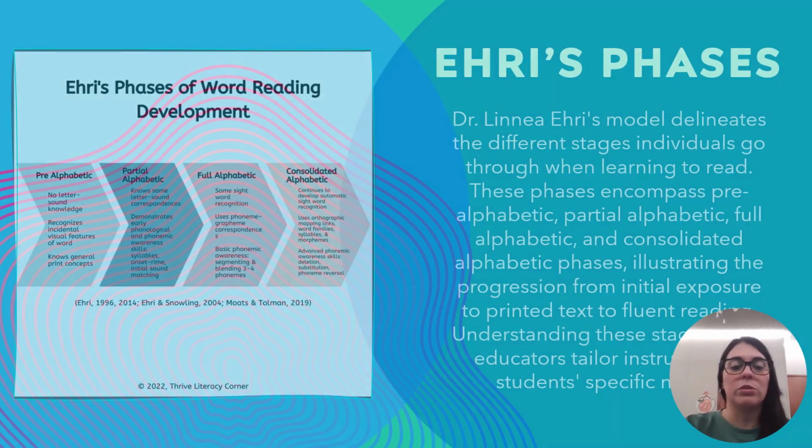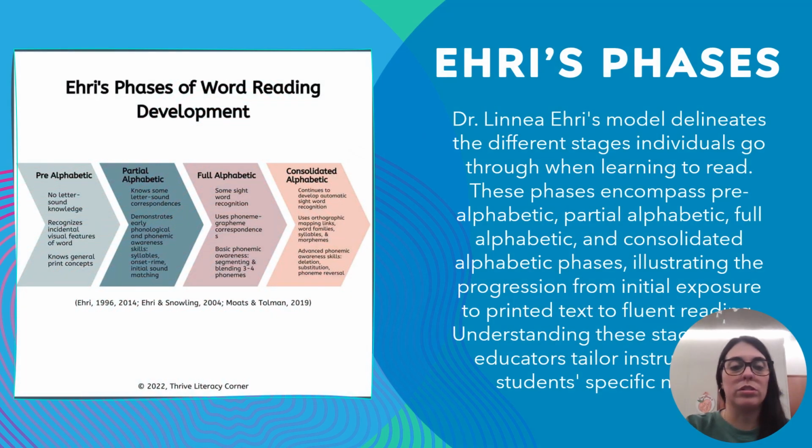So we're going to start with the models of the science of reading, and the first model I'm going to talk about is Ehri's phases. Dr. Linnea Ehri proposed a model that outlined the developmental stages individuals go through when acquiring reading skills. The 4 phases include pre-alphabetic, partial alphabetic, full alphabetic, and consolidated alphabetic phase.